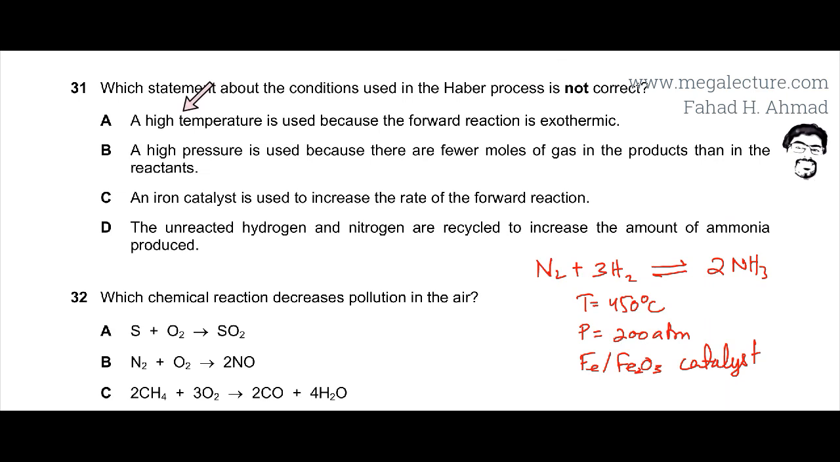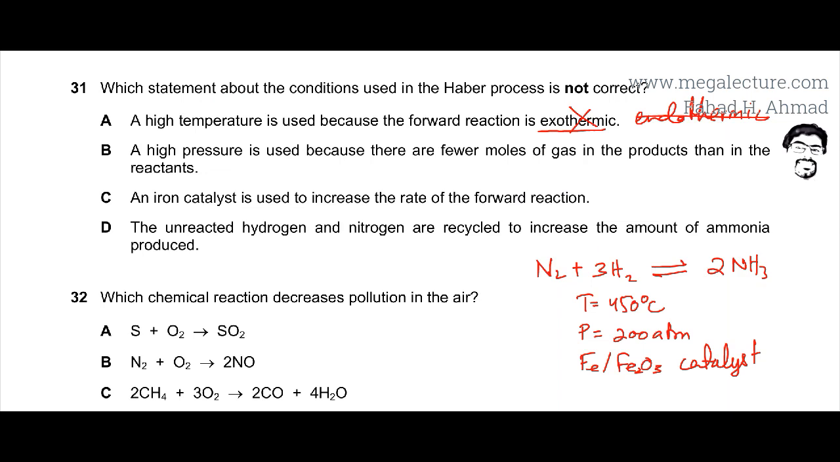The first one is a higher temperature is used because the forward reaction is exothermic. Now remember this, this is an equilibrium reaction. If it were endothermic, although it is exothermic, then higher temperature would be favorable because higher temperatures support endothermic reactions. But since it's not endothermic, it's an exothermic reaction. Exothermic reactions prefer lower temperatures.